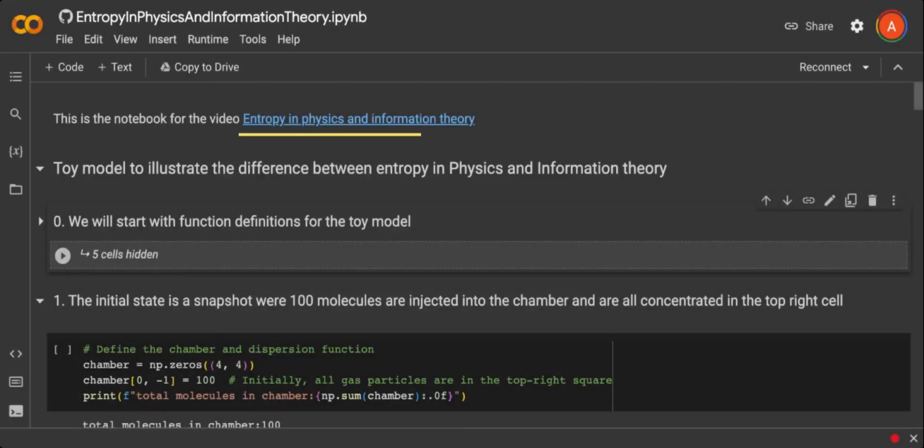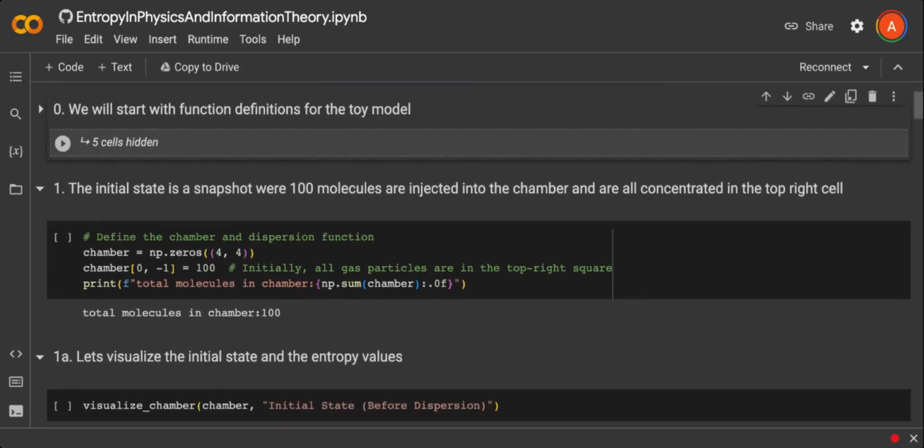This is the notebook for the video, Entropy in Physics and Information Theory. We will use a toy model to illustrate the difference between entropy in these two fields. We will skip the function definitions of the toy model and focus on examining the difference. We will create a chamber having 4 rows with 4 cells in each row.